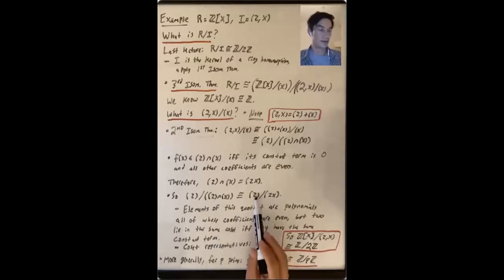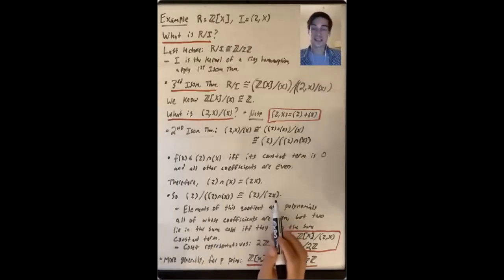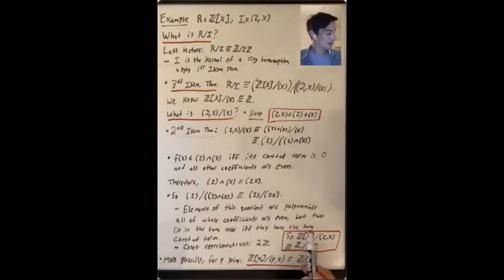So you take a polynomial with all even coefficients. When can you write p(x) equals q(x) plus 2x times some polynomial, all of whose coefficients are even? Okay, so what do the coset representatives look like? They look like a copy of 2Z.